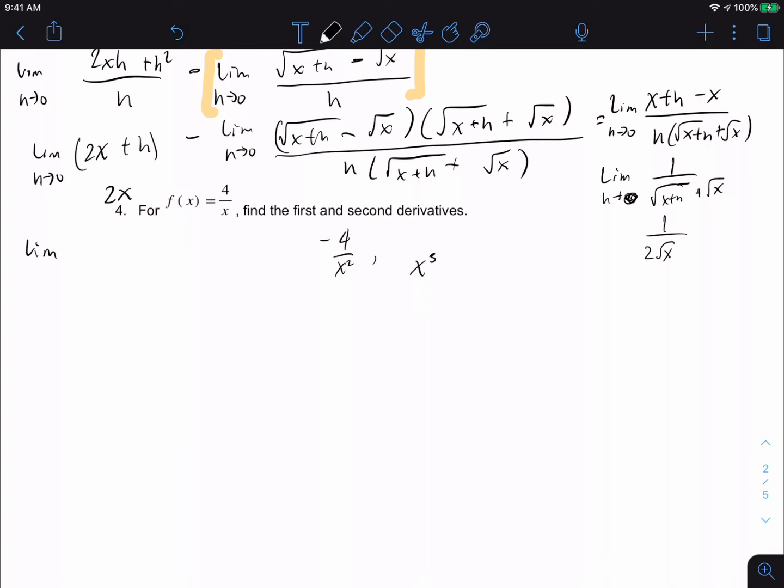I want to say it's 8. It's positive, but I can't remember. I want to say it's 8. I might be wrong on the second derivative, but that's the first derivative, okay?